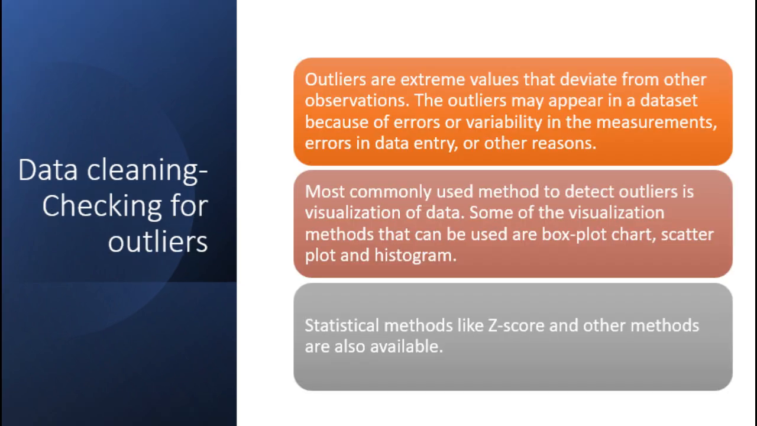Data cleaning: checking for outliers. Outliers are extreme values that deviate from other observations. The outliers may appear in a dataset because of errors or variability in the measurements, errors in data entry, or other reasons. The most commonly used method to detect outliers is visualization of data. Some of the visualization methods that can be used are box plot, scatter plot, and histogram. Statistical methods like z-score and other methods are also available.